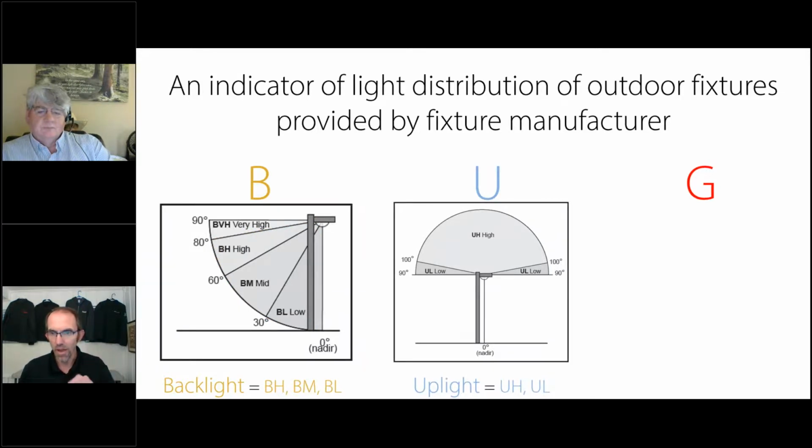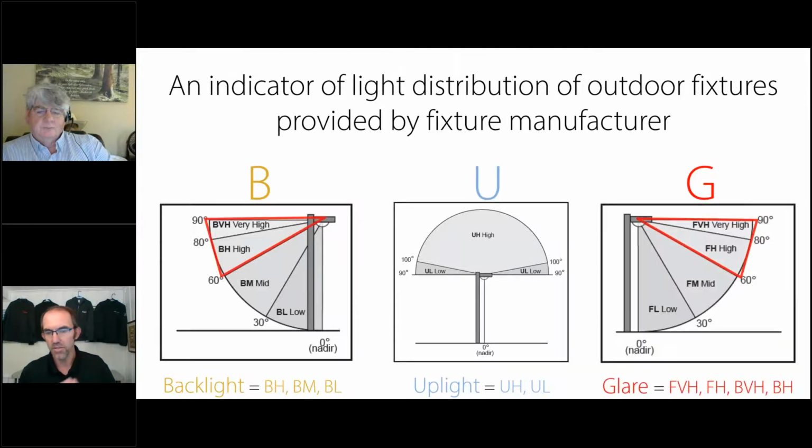And when we get to the glare, and this is where the G comes from in the BUG rating, glare is the 2 components for the high and the very high for the front, and the high and the very high for the back.